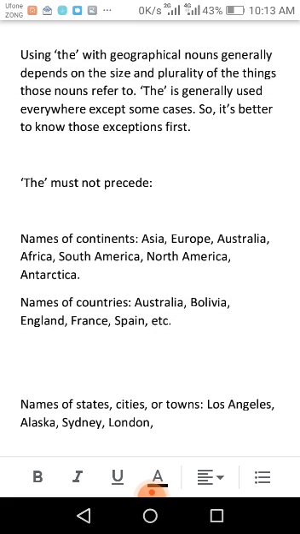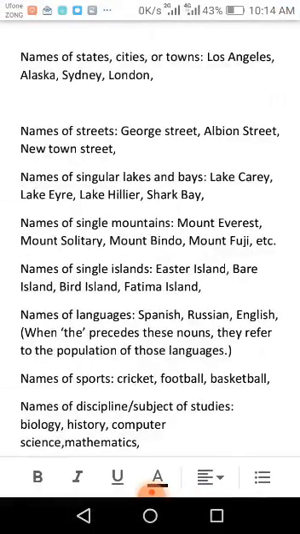Okay? Asia is the specific name given to a continent, so we don't say the Asia, the Europe, no. The Islam, wrong. The England, wrong. The Pakistan, wrong. Incorrect. Okay? London, Lahore, we don't place the before it.